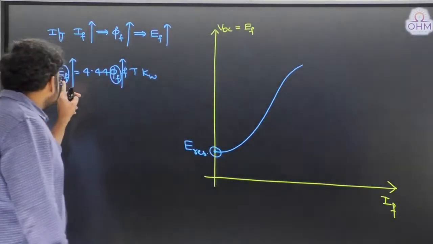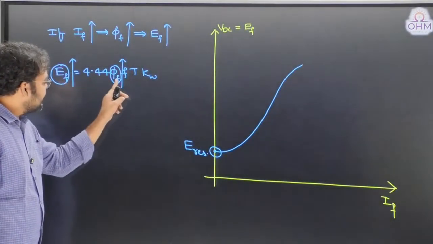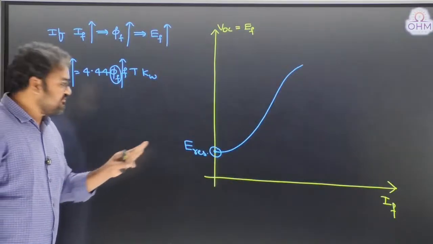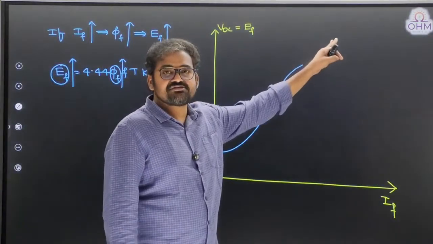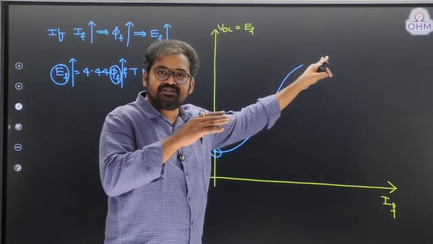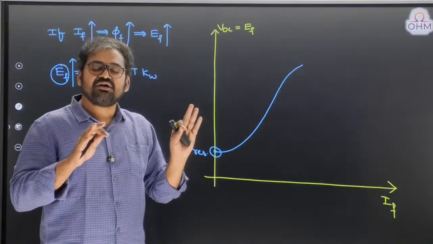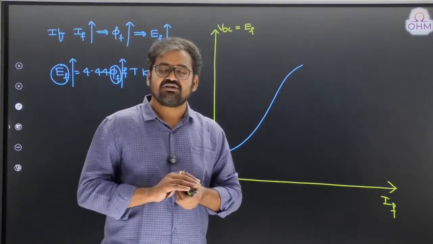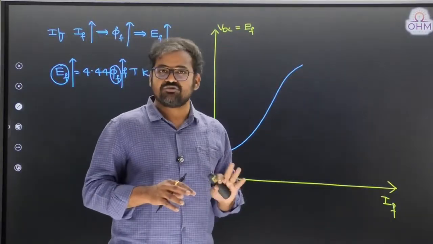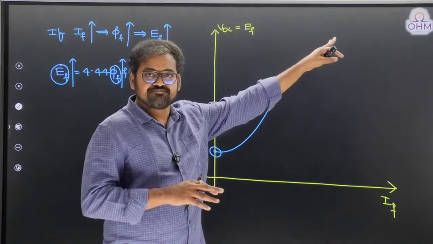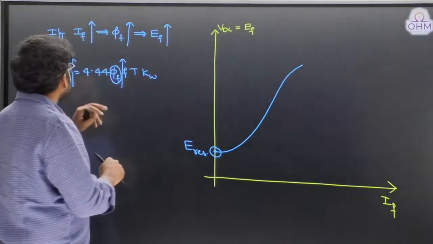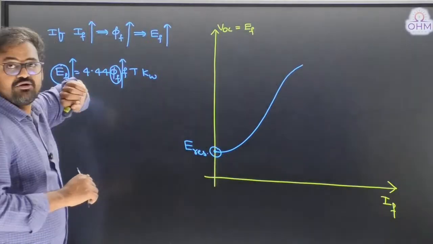That means the EMF shape will depend upon the flux shape. Flux will never be like a straight line, guys, because non-linearity will be there in the magnetization, right? Any practical core material will have magnetic saturation effect. So the curve is always non-linear. You won't get a straight line.